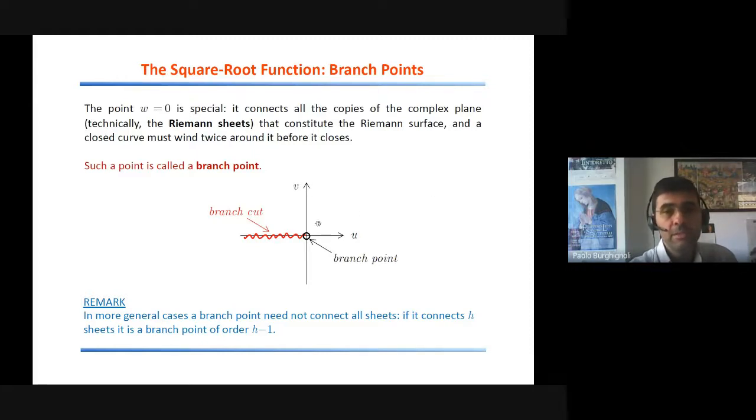In this case, the initial point of the branch cut is called a branch point, and more generally, a branch point need not connect all sheets. There could be more than two sheets, and some branch points could belong to only a subset of those. If it connects h of those sheets, then we say that it is a branch point of order h minus 1. So in the example of the square root function, the branch point connects two sheets, and therefore it's a first order branch point. But for example, if you consider the cubic roots, there are three sheets and the origin would be a second order branch point, and so on.